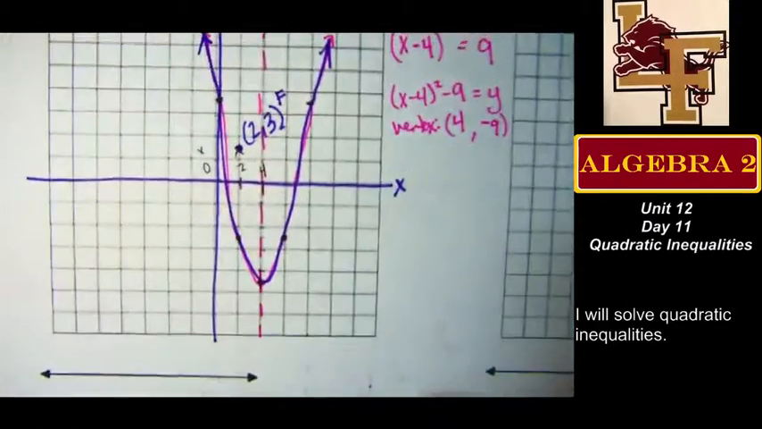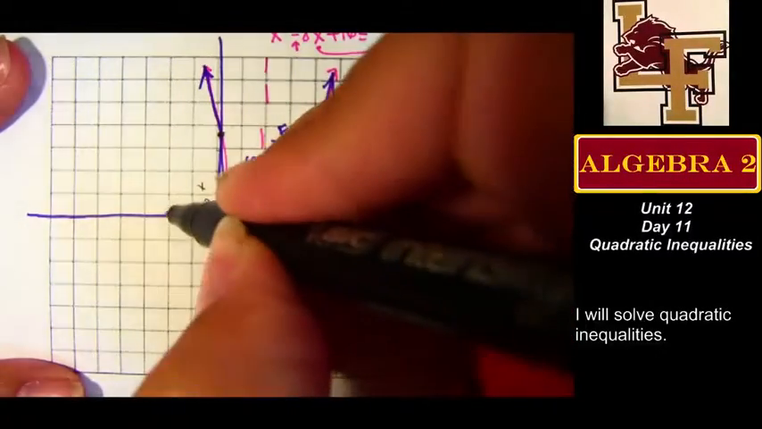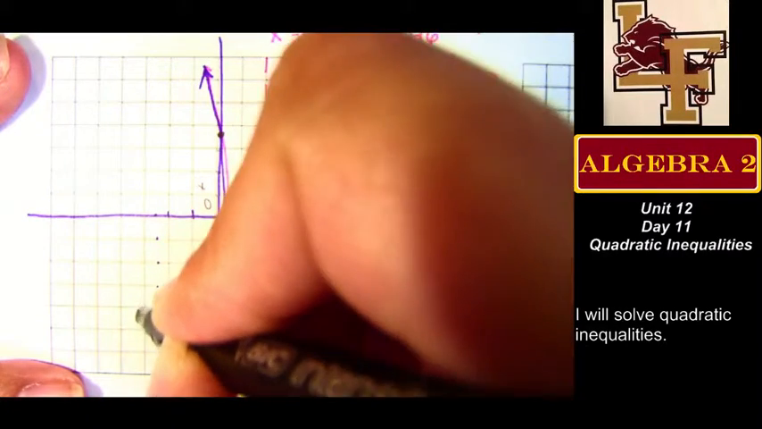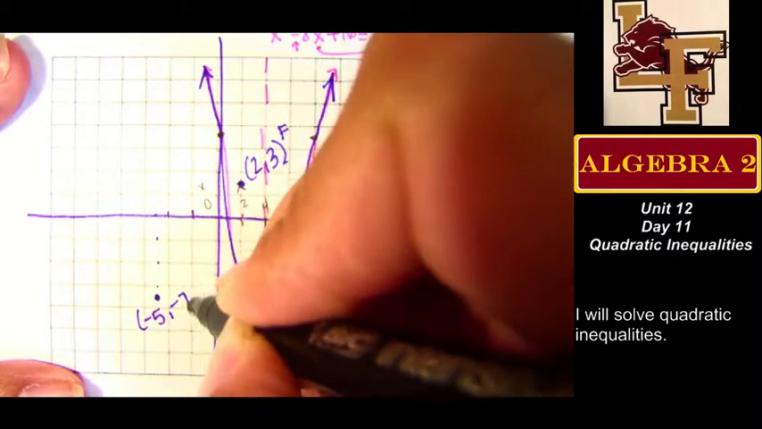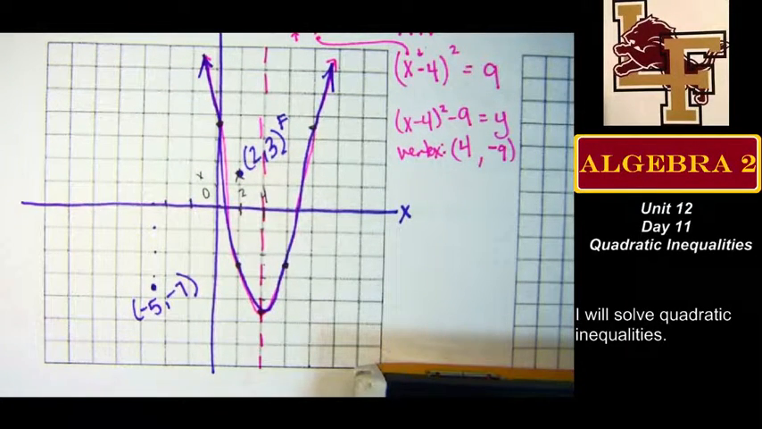Can I please have another point? Negative 5. Negative 7. Okay, so the point is negative 5, negative 7. We're going to play the same game, only this time x has a value of negative 5, y has a value of negative 7.